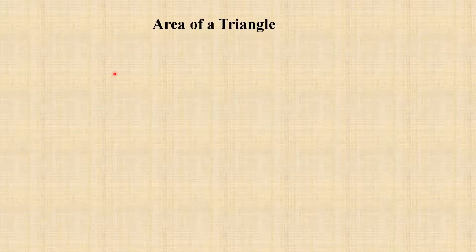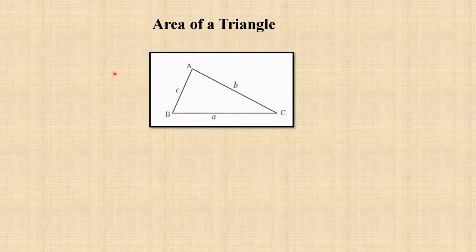Next, we'll see area of a triangle. Now, we already know one formula for area of a triangle that says area of a triangle is equal to half into base into height. Now, this is a new formula. In case all the three sides of a triangle, the lengths of all the three sides of a triangle are given, then we can use a simple formula to find area of a triangle.